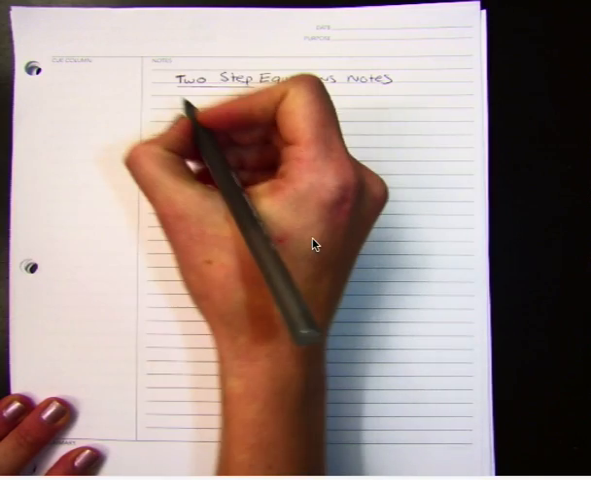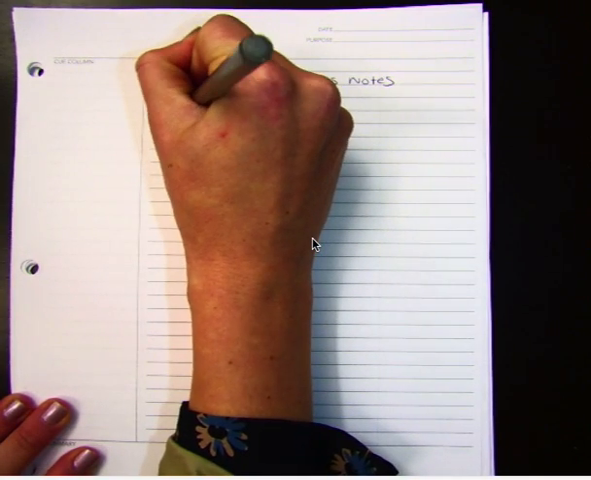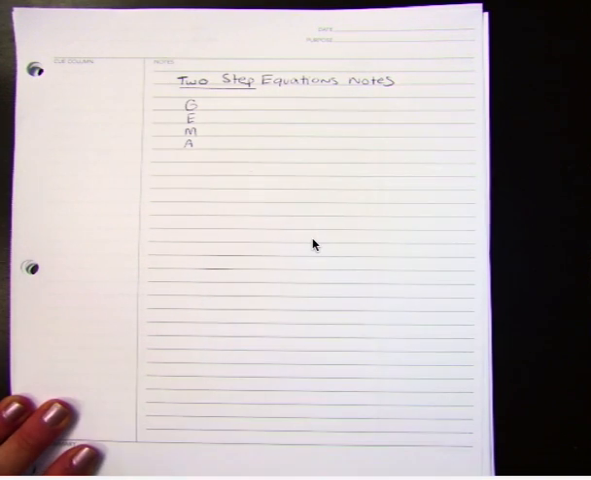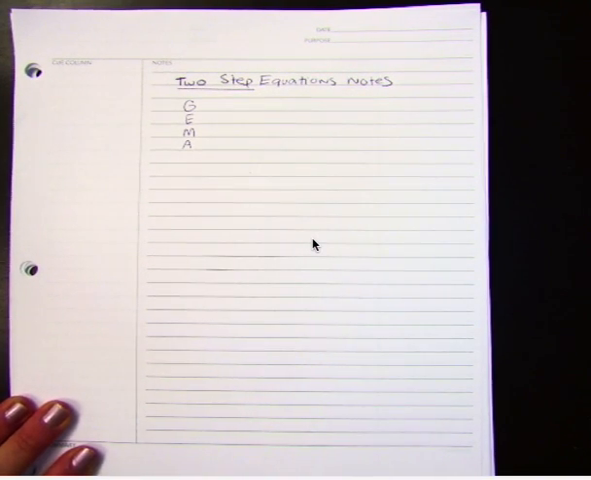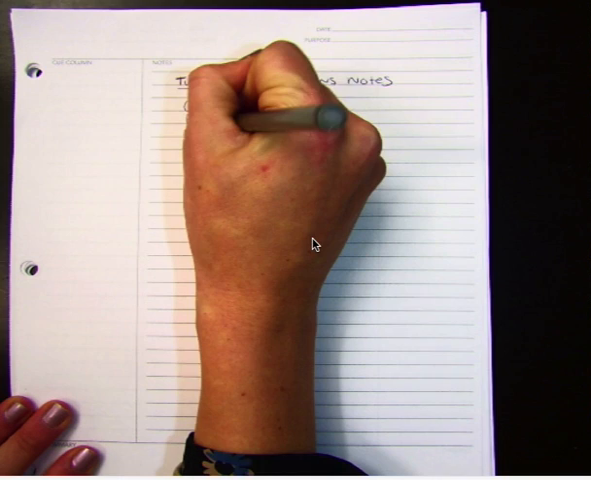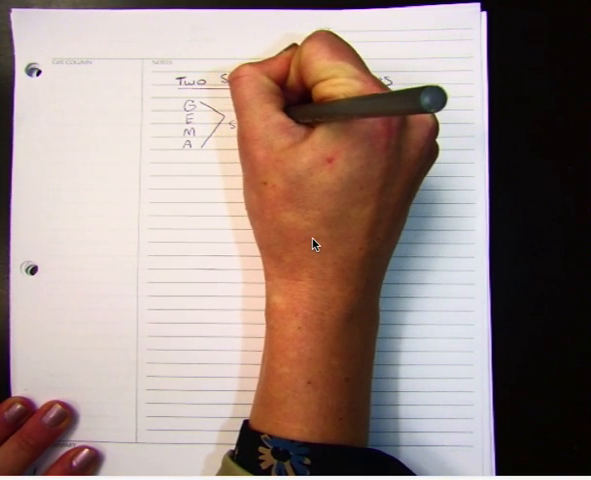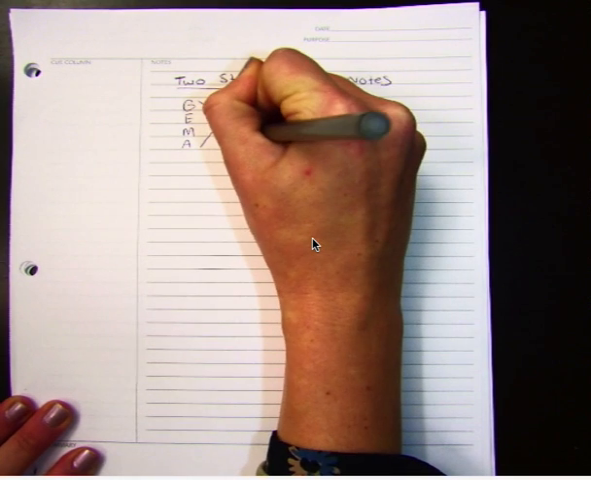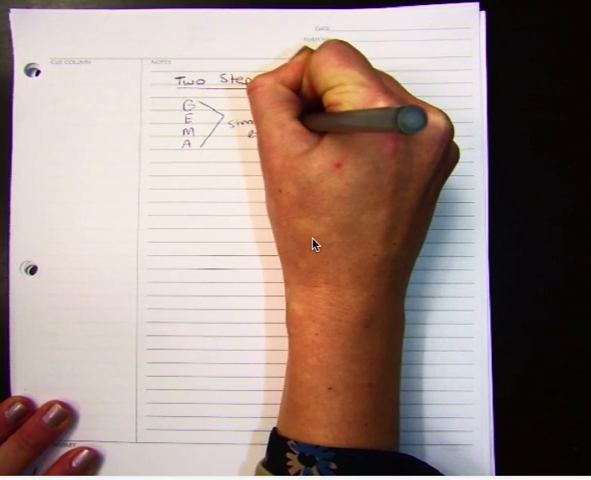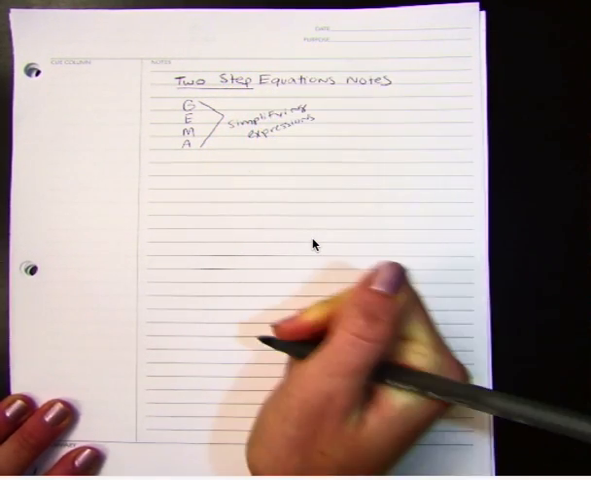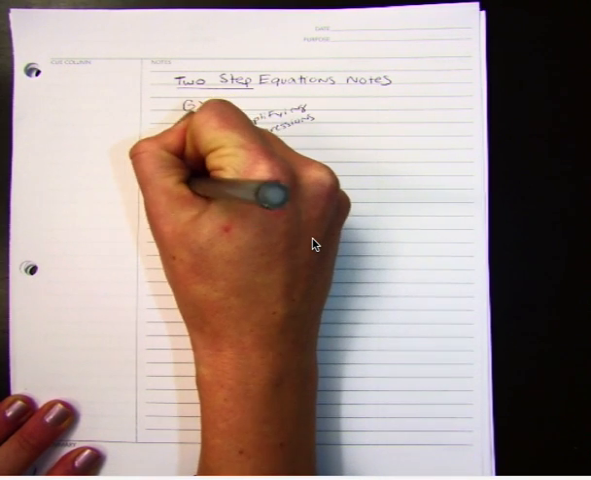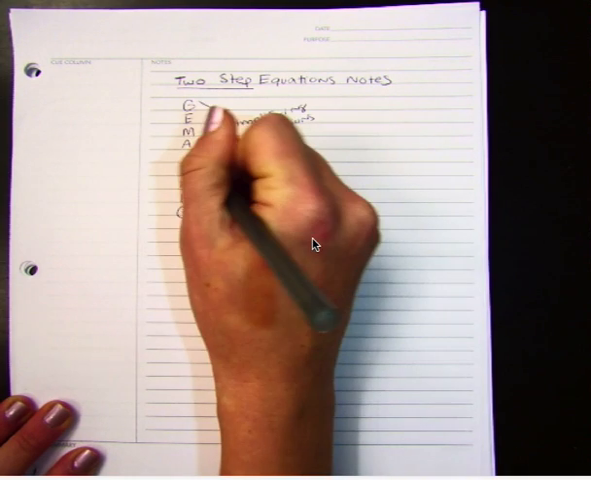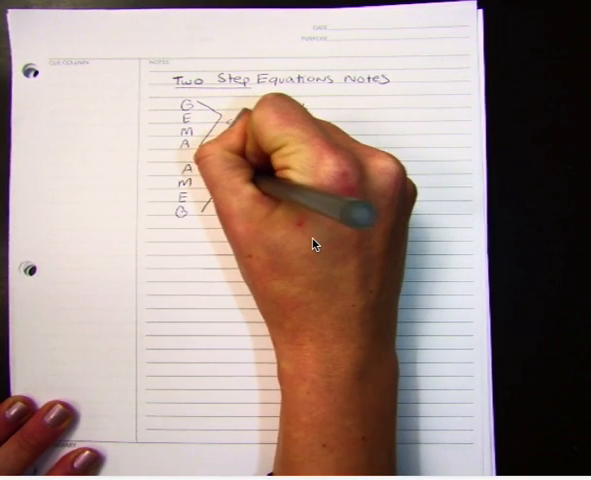Okay, now one thing I want you to think of is the word GEMA. We use GEMA, it's an acronym, to simplify expressions. We use GEMA when simplifying expressions, but we use AMEG, or GEMA spelled backwards, to solve equations.